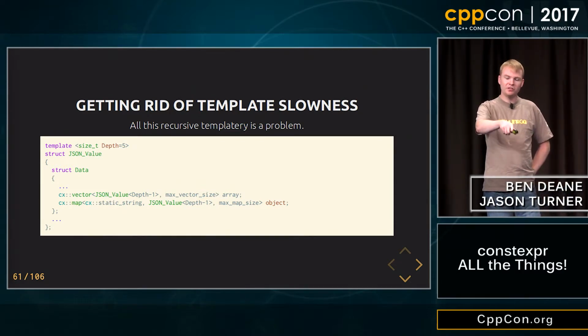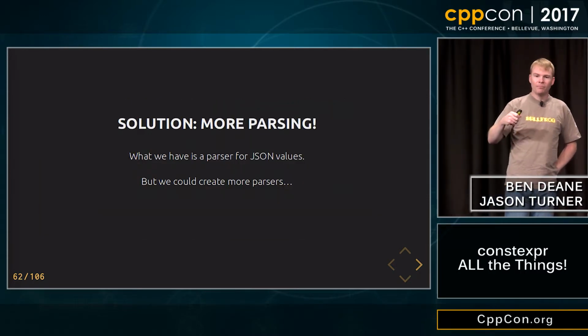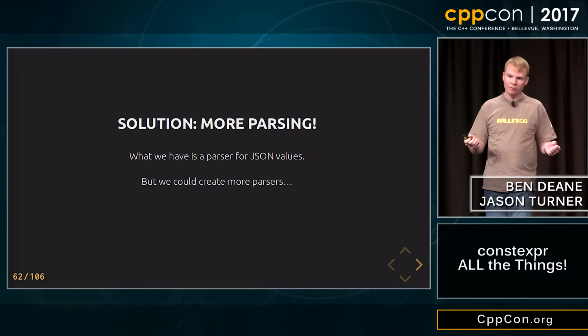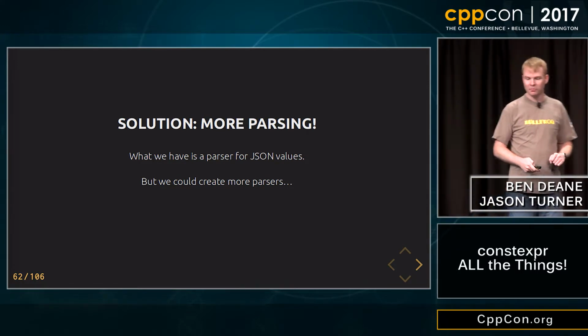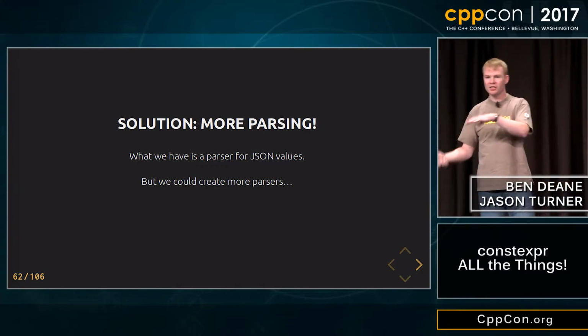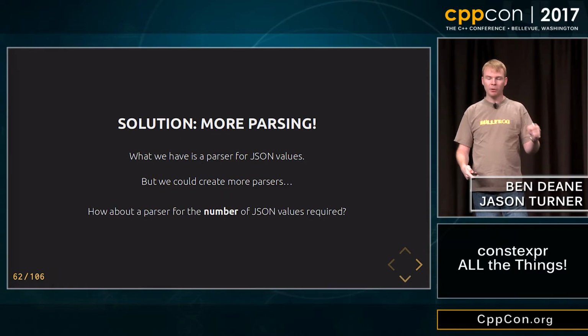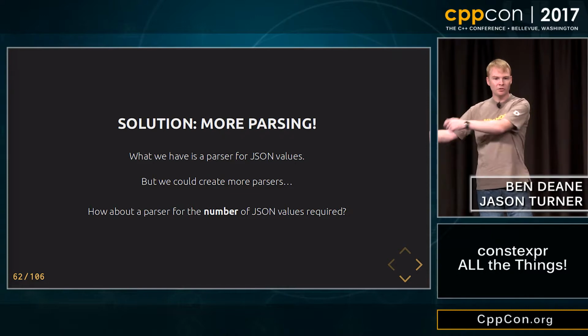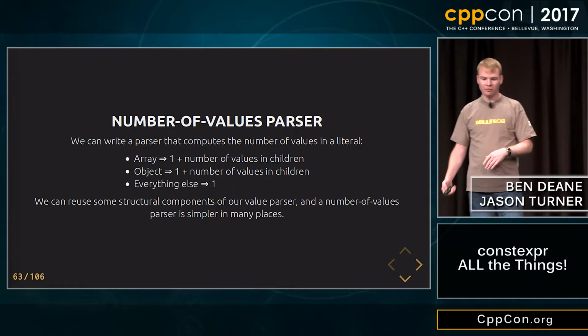So this is a reminder, this is part of our JSON value. So in our vector and our map, we're recursing the templates using the depth minus 1 parameter. So we just built a parsing framework. Why don't we use it to help us solve this problem? What we're parsing out right now is the JSON value, but we don't have to parse out the value. We could make a parser that returns the number of values that will be required to store the object. And that actually is easier than parsing the object itself.